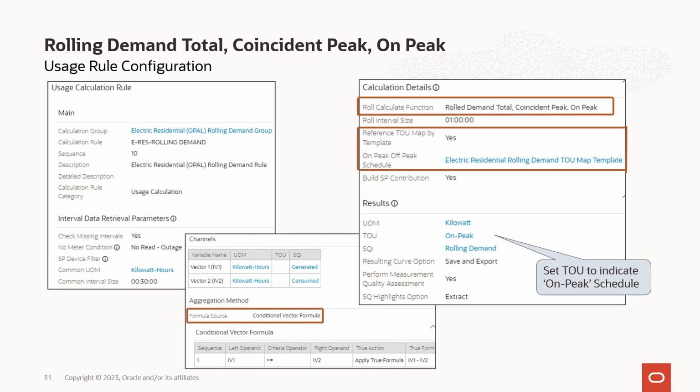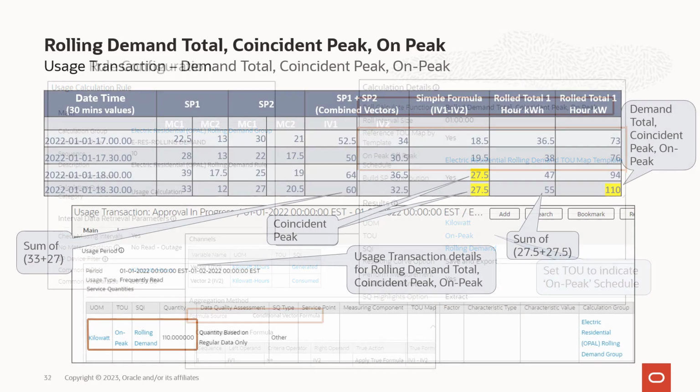Select aggregation method as conditional vector formula and configure the vectors. Select calculate function as roll demand total coincident peak on peak. Also, TOU schedule is required, which can be configured or used as TOU map template schedule. In results section, it's mandatory to select TOU as on peak schedule.